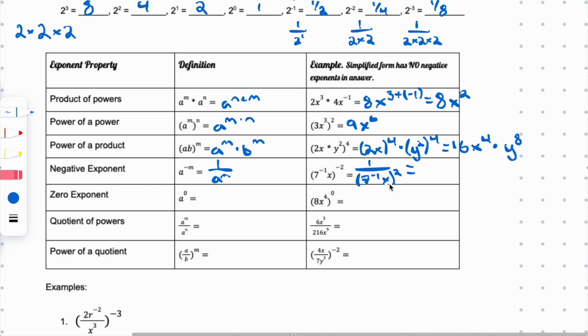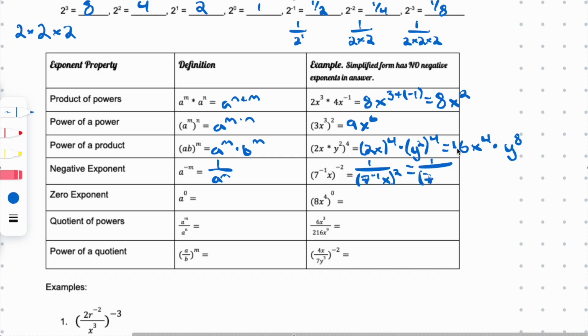And so we can simplify this. I'm going to actually do this in 3 steps. This is going to be equal to, I'm going to separate these two. So I'm going to distribute this squared to both the 7 to the negative 1st and x. So essentially we're raising an exponent to another exponent. So we're multiplying negative 1 and 2.